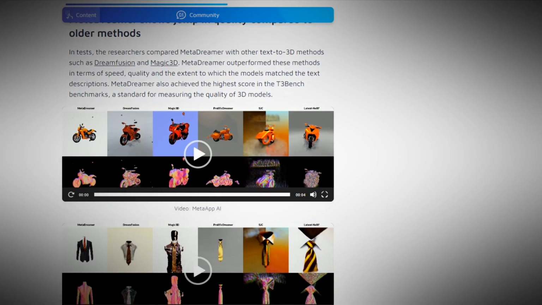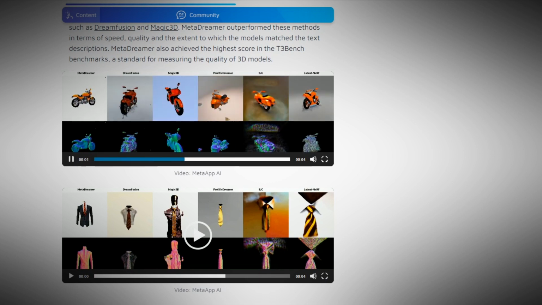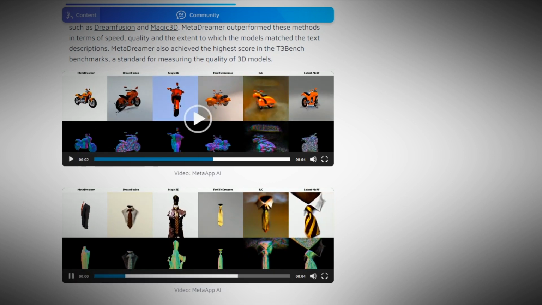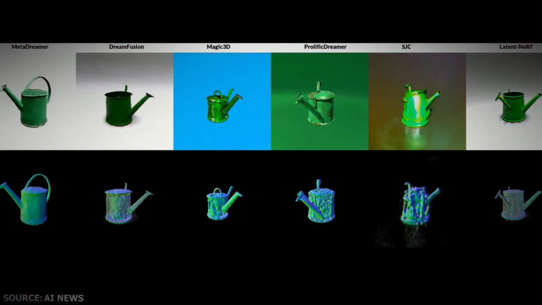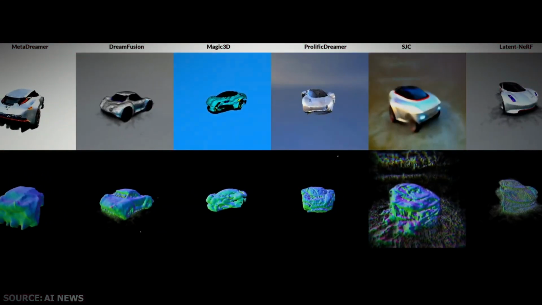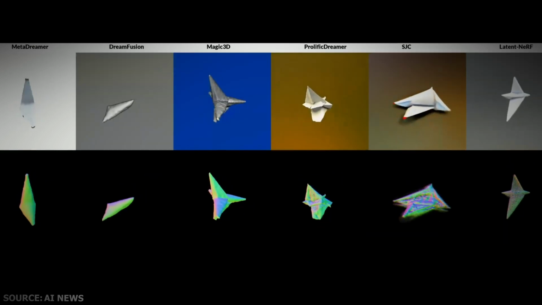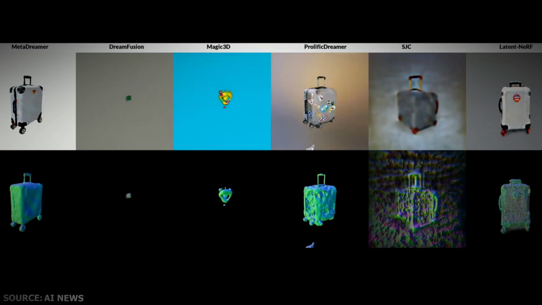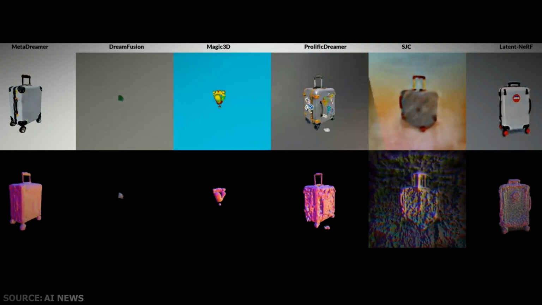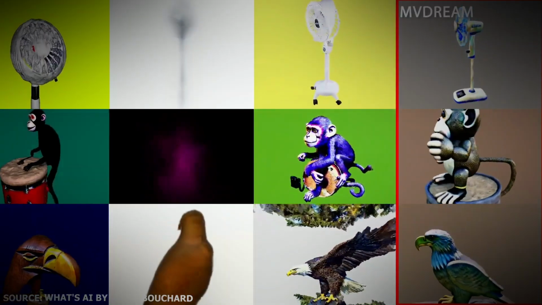MetaDreamer's capabilities were rigorously tested against existing text-to-3D models like DreamFusion and Magic 3D. The results were clear. MetaDreamer excelled in speed, quality, and its ability to closely match text descriptions. This tool also secured the highest score in the 3 benchmarks, further cementing its position as a leading tool in 3D model generation.